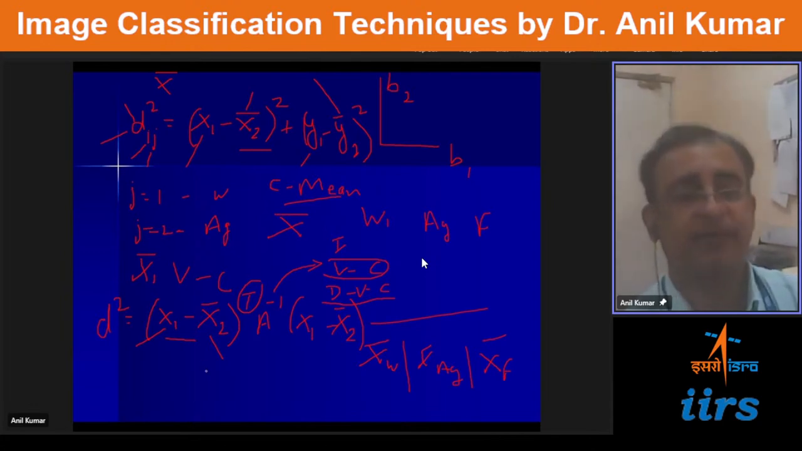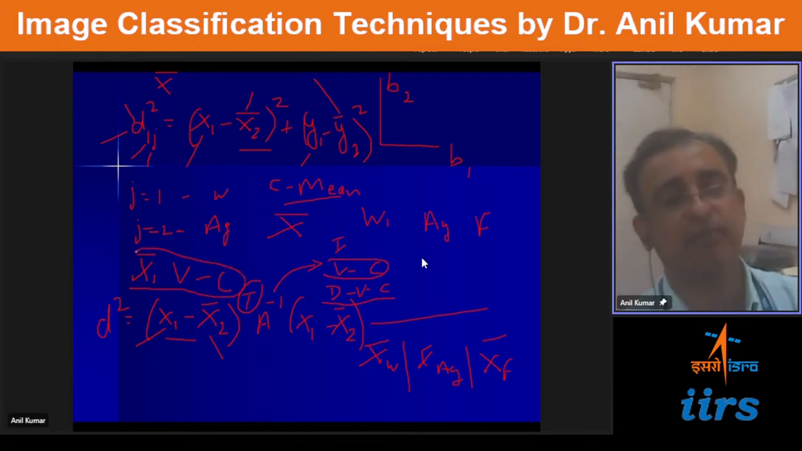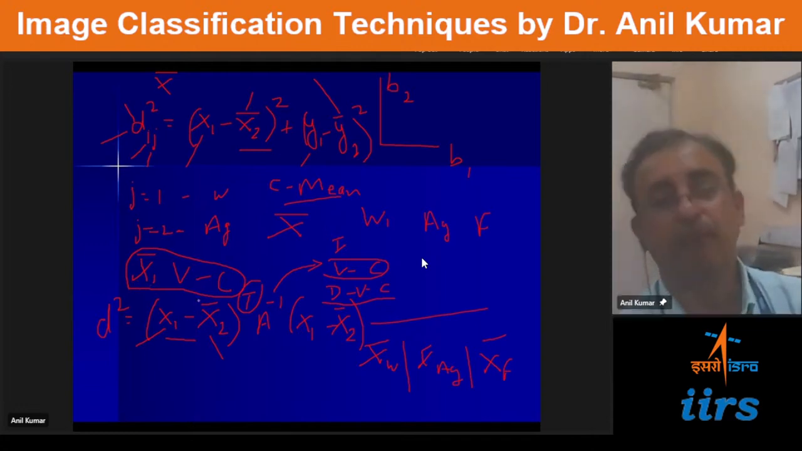So the difference is that in Mahalanobis distance, we use the mean and variance covariance. That is the only difference. The rest works with the minimum distance approach, and for each given pixel, whichever class gives the minimum distance, it will label that pixel to that class.